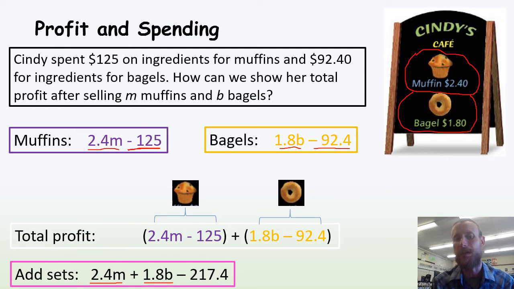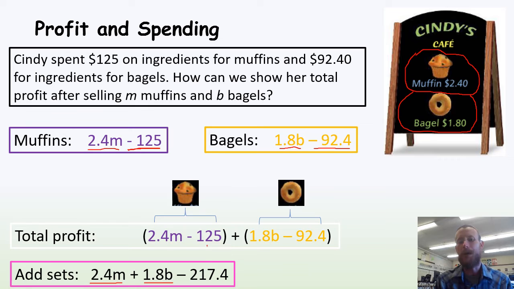They could be different, right? She might sell 10 muffins and 8 bagels. Well, we can't add these together directly. So again, these are not like terms. And we wouldn't be able to add 2.4M plus 1.8B. We just write them next to each other because they represent two kind of separate ideas.